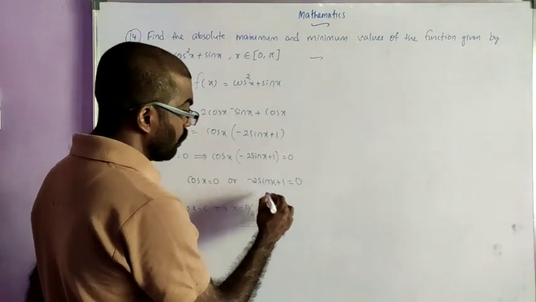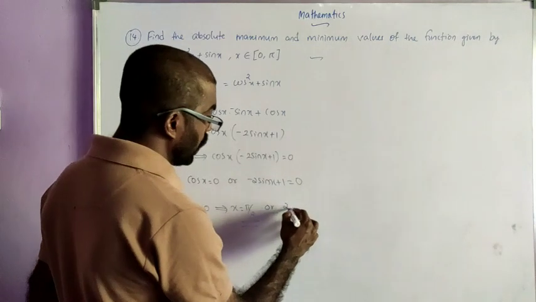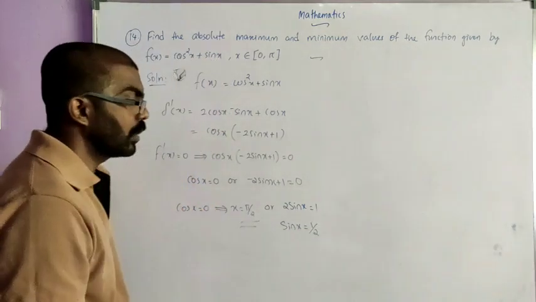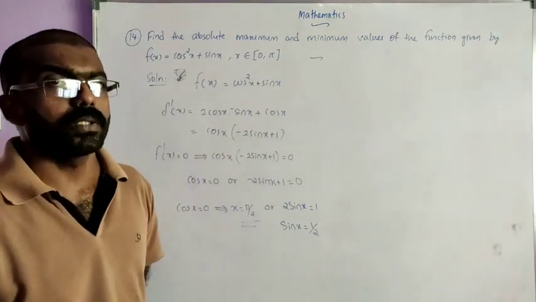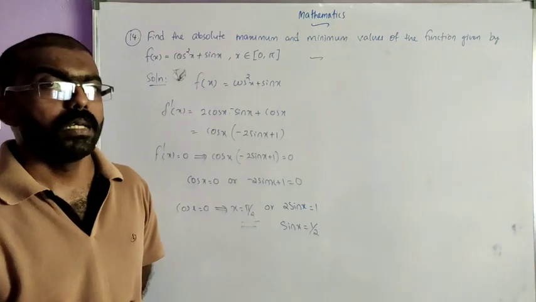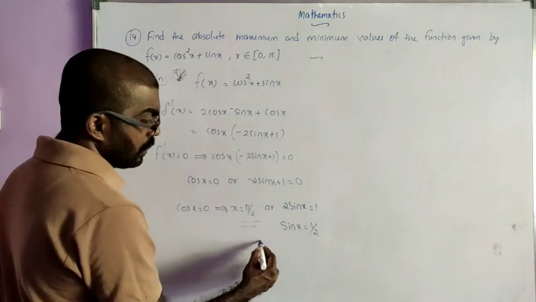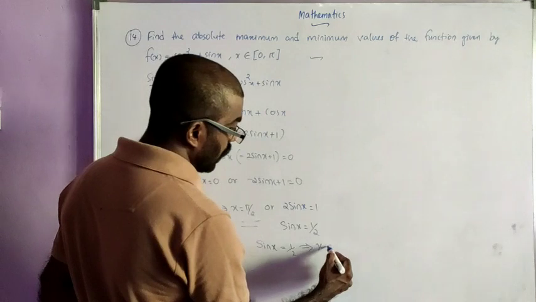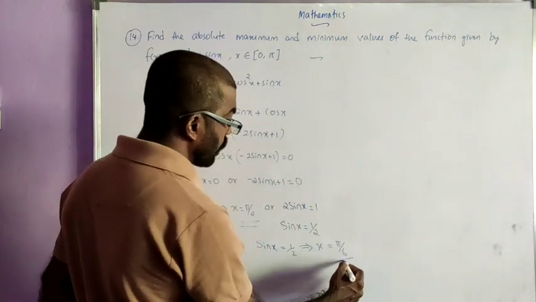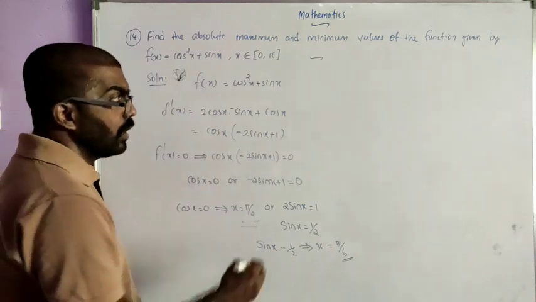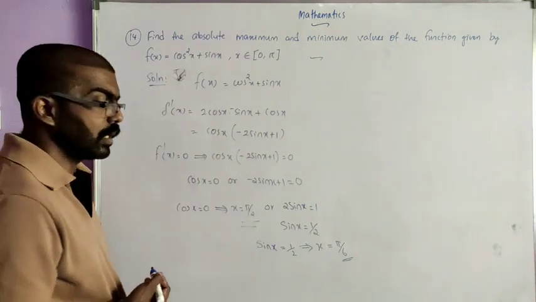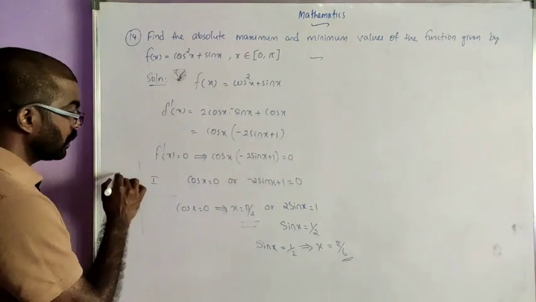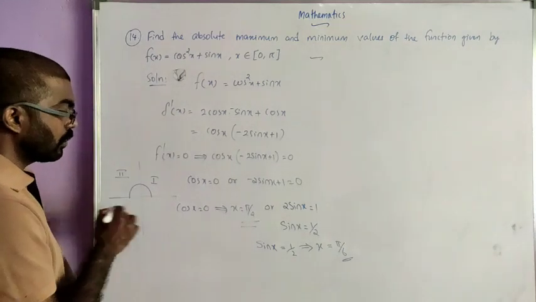Then the next is minus 2 sin x plus 1 equal to 0, which implies 2 sin x equal to 1 and sin x equal to 1 by 2. Sin x is positive in the first quadrant and second quadrant. So here sin x equal to 1 by 2 implies x equal to, one value is pi by 6. Pi by 6 lies in the first quadrant, and to find the second value in the second quadrant we have to find the value as pi minus theta. Let us take the interval 0 to pi.